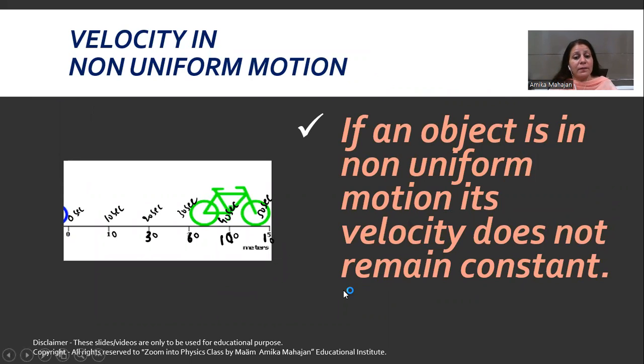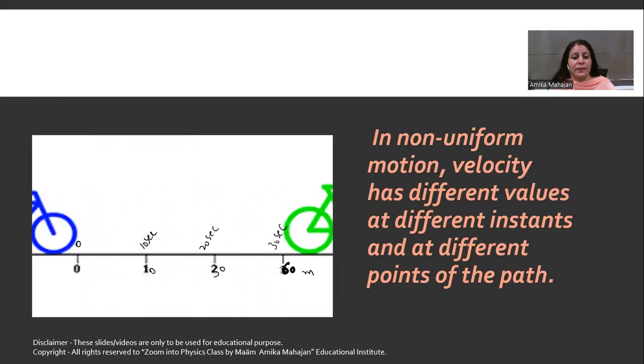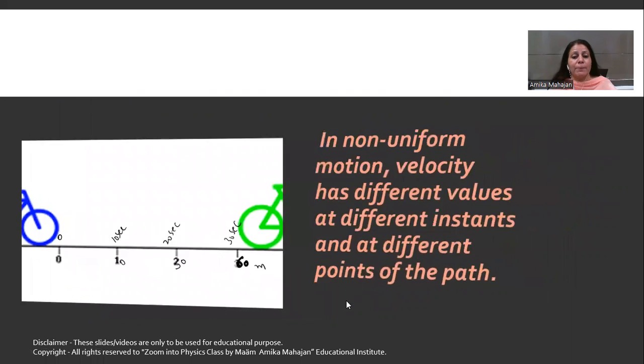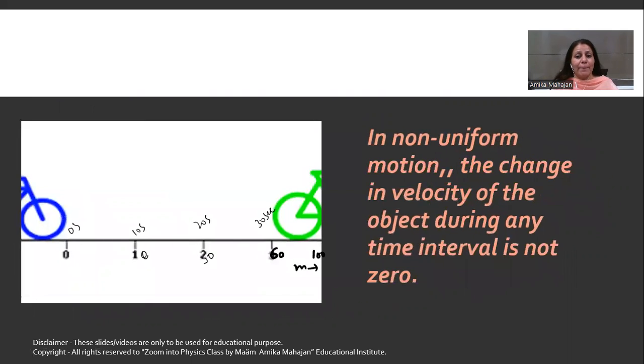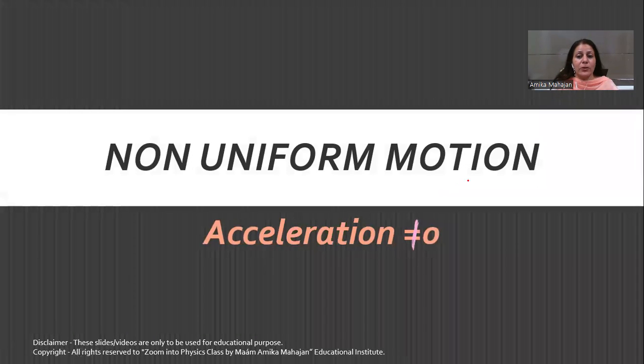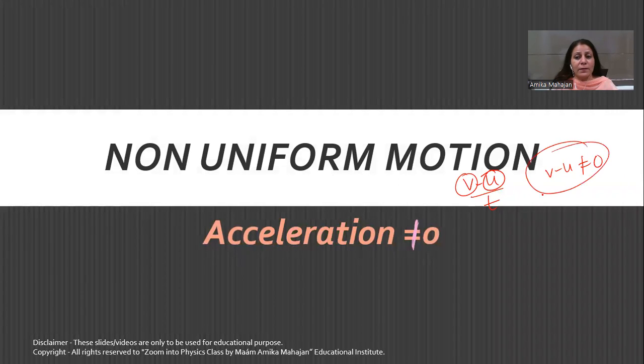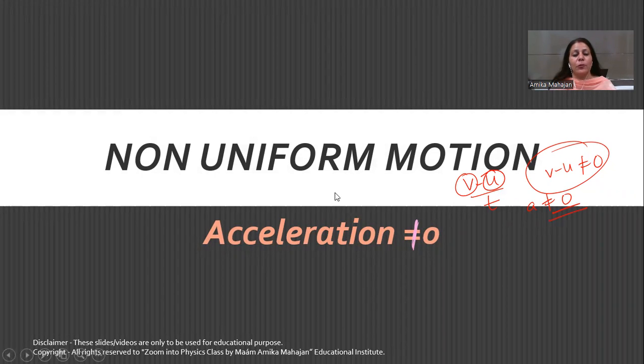If the change in velocity is non-zero, that means velocity is not constant at every point of the path. Then what happens? Acceleration will not be 0 because acceleration is the change in velocity with time. I'm saying velocity is changing, so v minus u is not 0. Change in velocity is not 0. As a result, acceleration will also not be 0 for non-uniform motion. So what you have to keep in mind is that for uniform motion, acceleration will be 0 and for non-uniform motion, acceleration will not be 0.